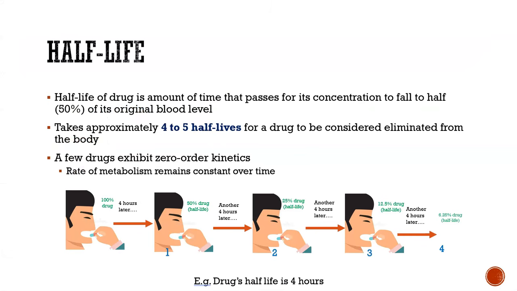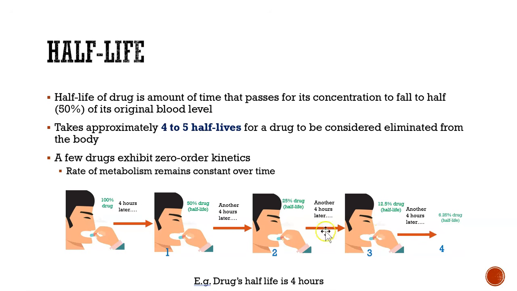There's something known as half-life. Every drug has a half-life, and half-life basically means how long it takes for half the drug to come out of your body. So let's say I take a drug, and the half-life of the drug is 4 hours. 4 hours later, half of the drug leaves your body. 50% of the drug leaves your body. Then 4 hours later, 50% of that, so 25% of the drug is left in your body.